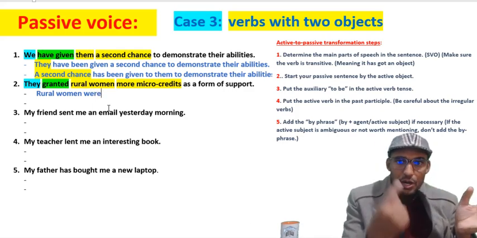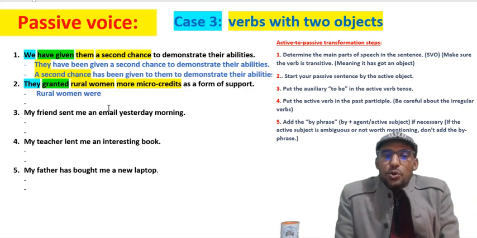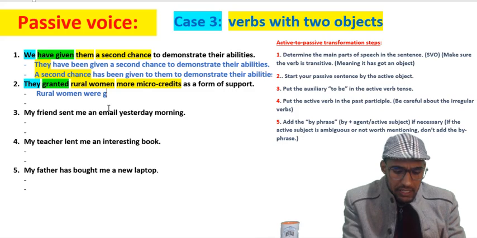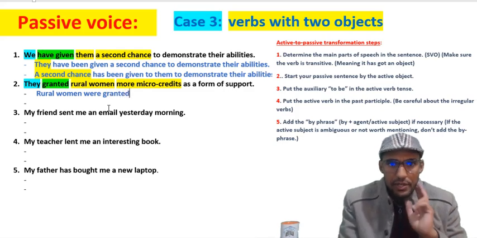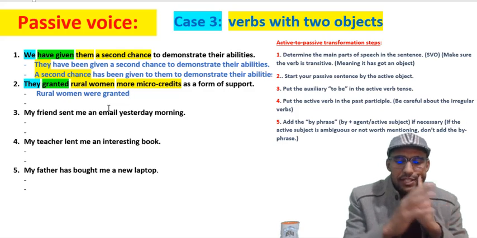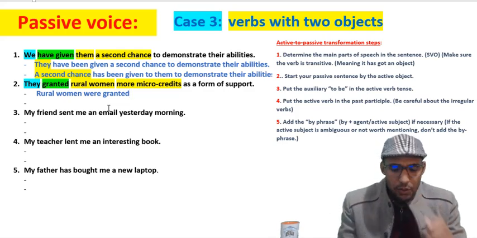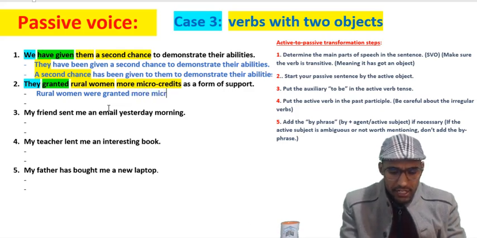If it's singular, one woman, we say "was." But here it's plural. So we say rural women were, plus the past participle of the verb that we have here, "granted." It's a regular verb. So we say grant, granted, granted. Rural women were granted what? They were granted more micro credits.